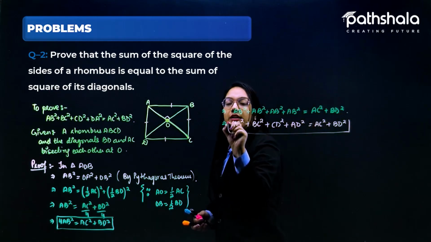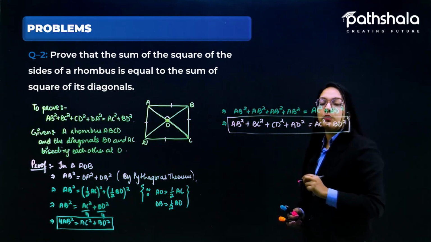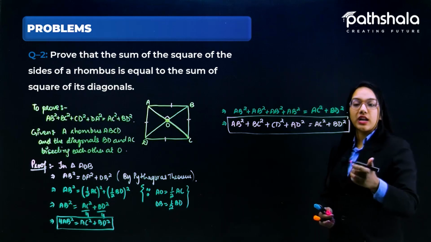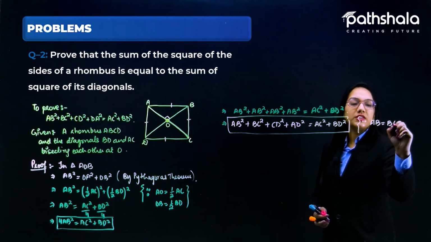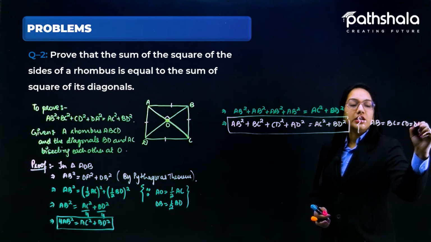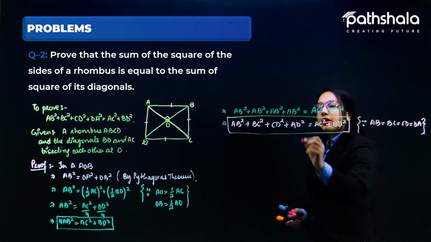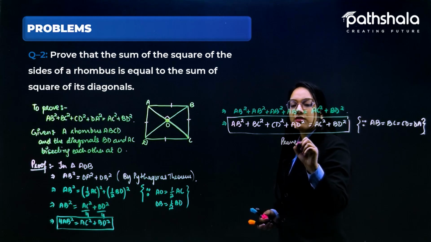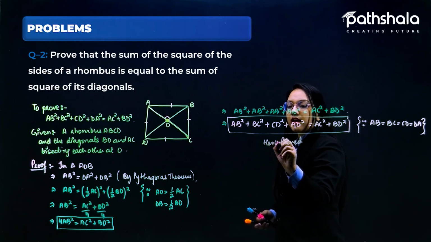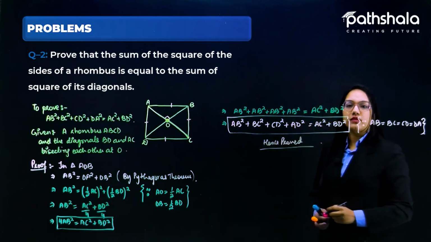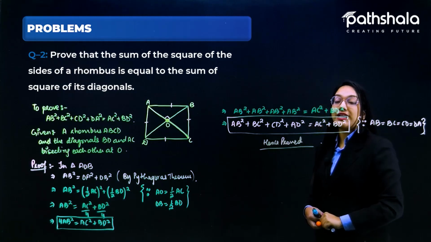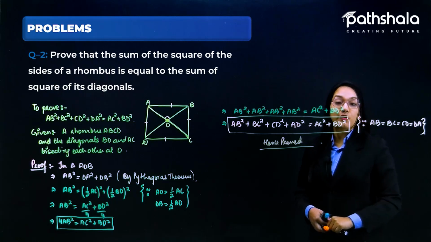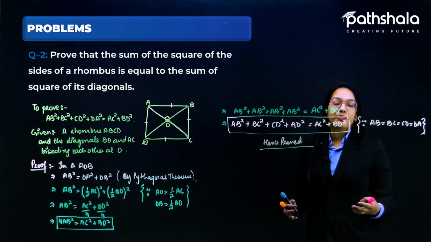And that's what we had to prove, that the sum of the squares of all the sides is equal to the sum of the squares of its diagonals. So I write the fact that AB is equal to BC is equal to CD is equal to DA. Using that concept, I have proved this. Hence proved that the sum of the squares of the sides of the rhombus is equal to the sum of the squares of its diagonals. You can also take it as a theorem, because this theorem can also help us prove other questions and theorems as well.